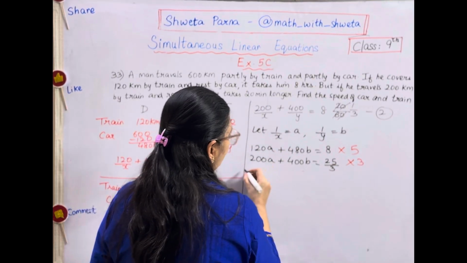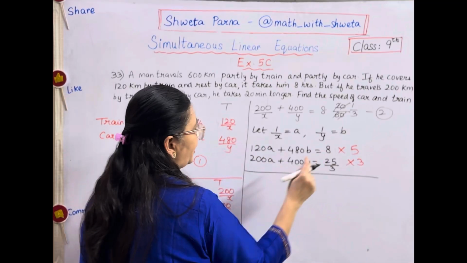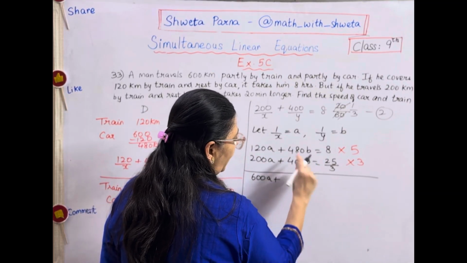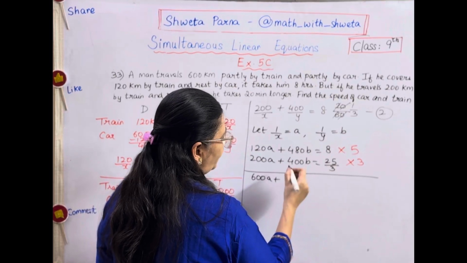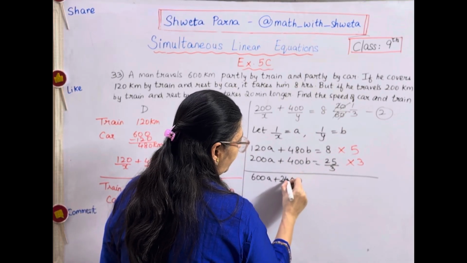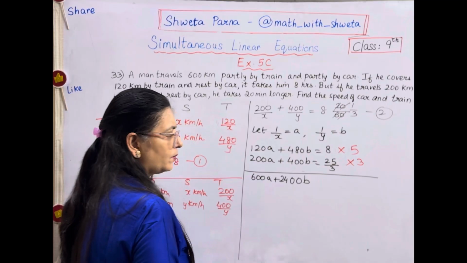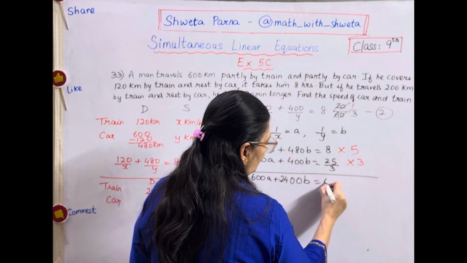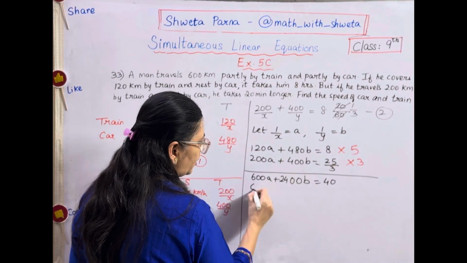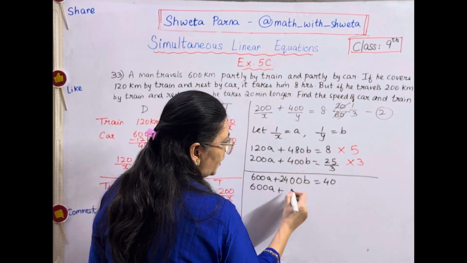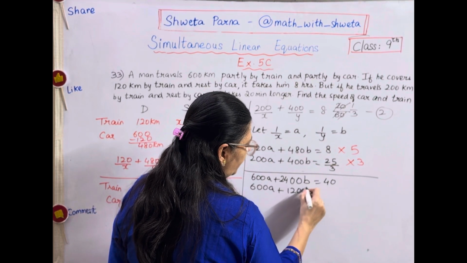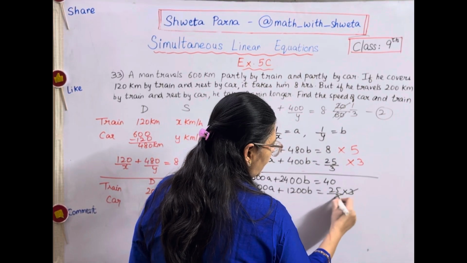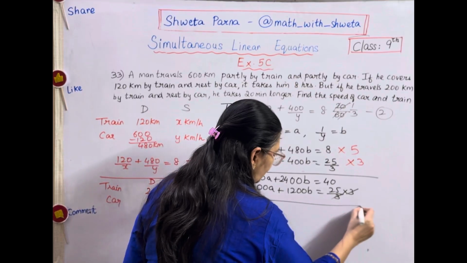So this will become 120 into 5 is 600a plus 8 5s are 40, 5 4s are 20, 2400b. Okay. Let me check again. Yes, is equal to 40. Same thing over here. 600a plus 1200b is equal to 25 upon 3 into 3. So this gets cancelled. Now solve it.